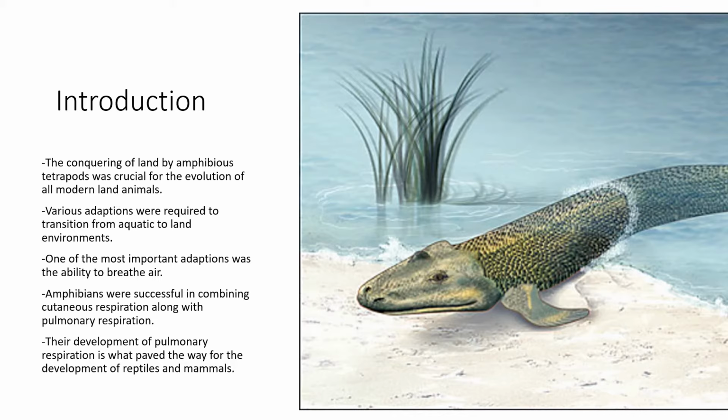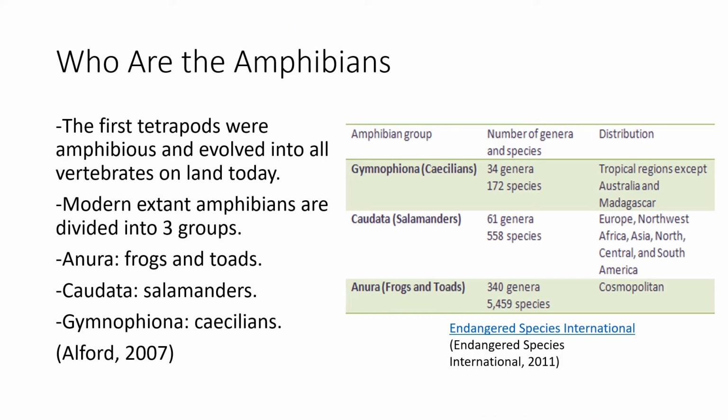This development of pulmonary respiration is what paved the way for lungs in reptiles and mammals and also gave us the ability to breathe in air. So, who are the amphibians? I want to start off by going through the amphibians and explaining who they are before we get into the details of how they evolved lungs.